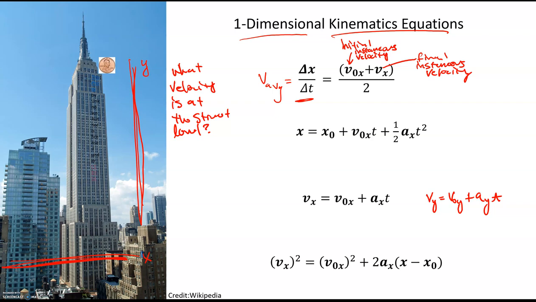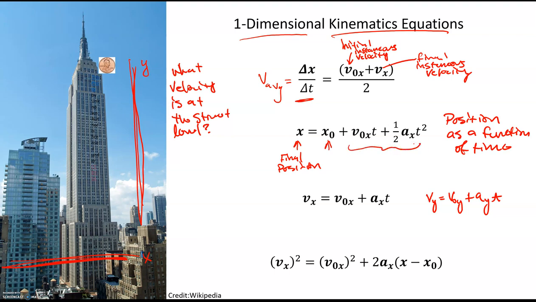The second equation we have here is position as a function of time. So we have our final position is equal to our initial position plus how much we move in between those 2 points. So we're starting here, we move some amount, which is this part, and then we get to our final position.